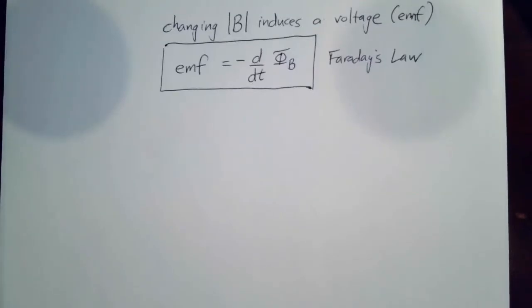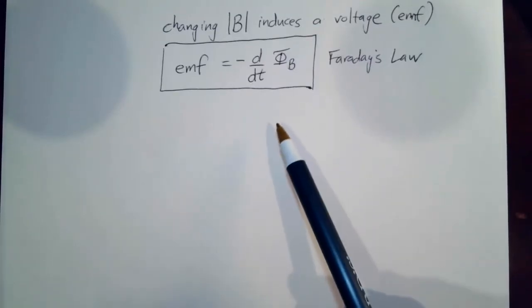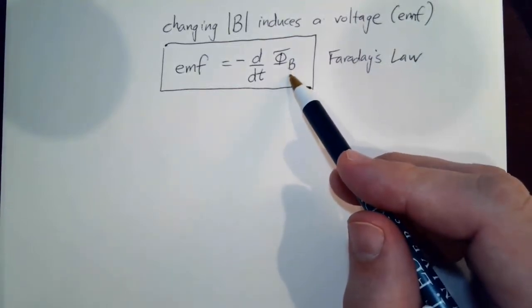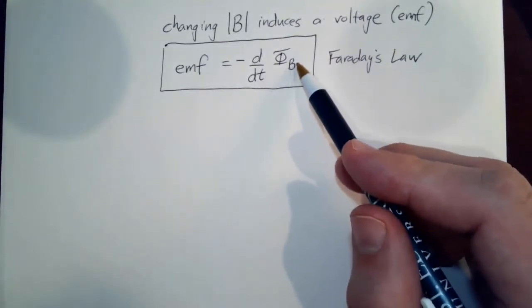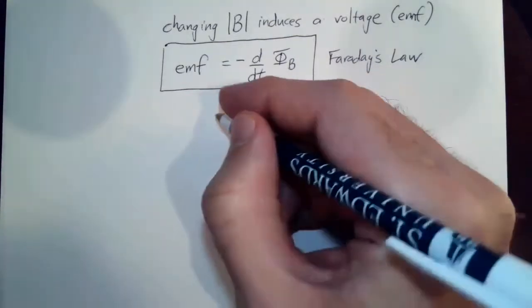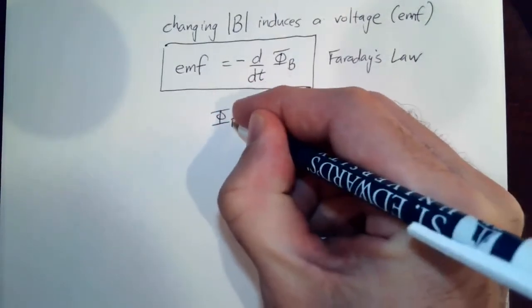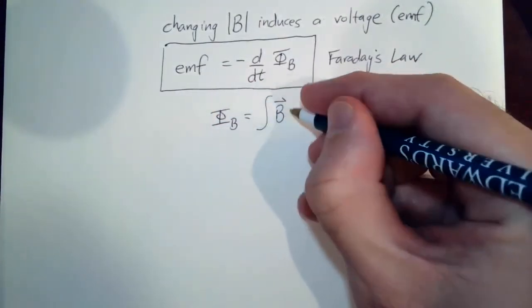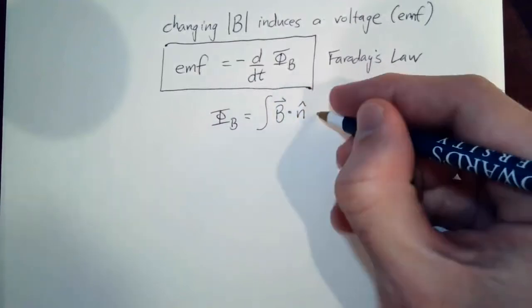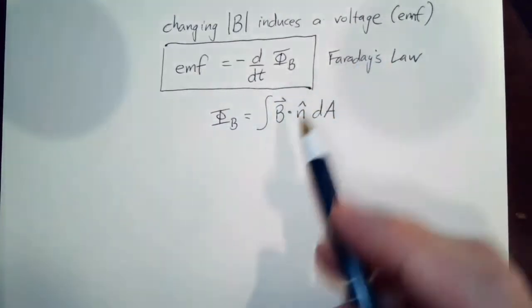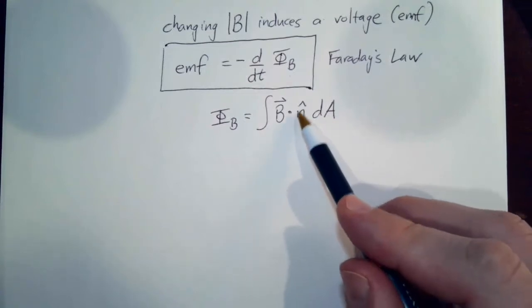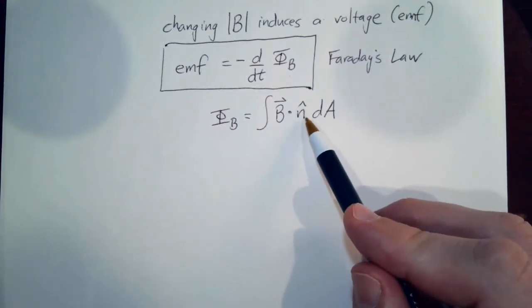Okay, now let's start talking about how to calculate some of these quantities. So we've seen magnetic flux before. It's just like electric flux, except using B instead of E. So I'm going to write that down as a reminder that it's the integral of B dot n hat dA. And this is over some surface, and the n hat is the normal to that surface.